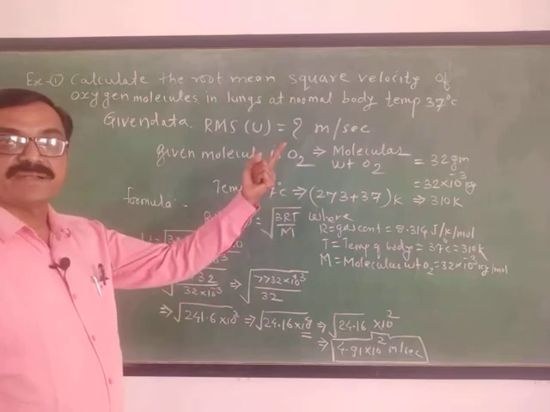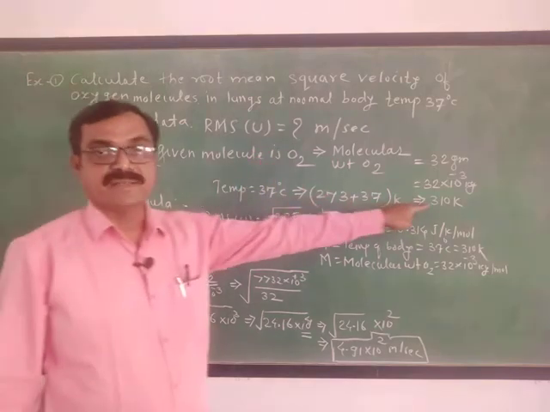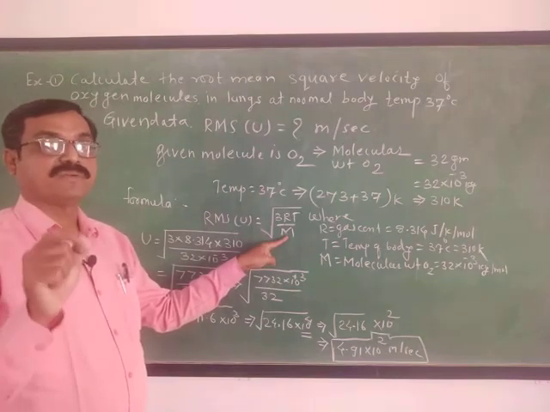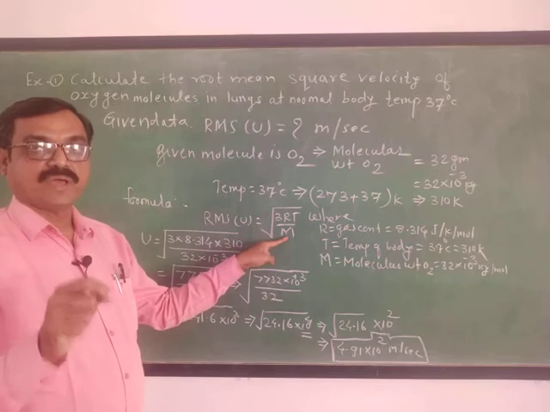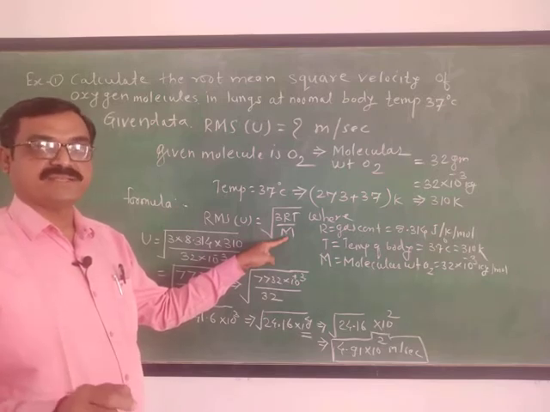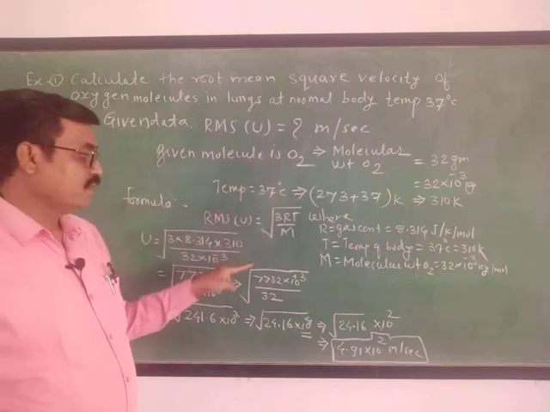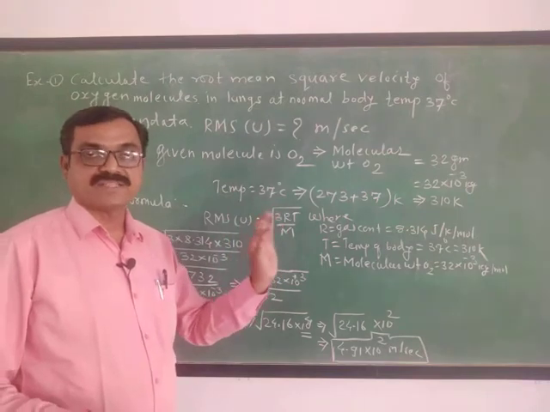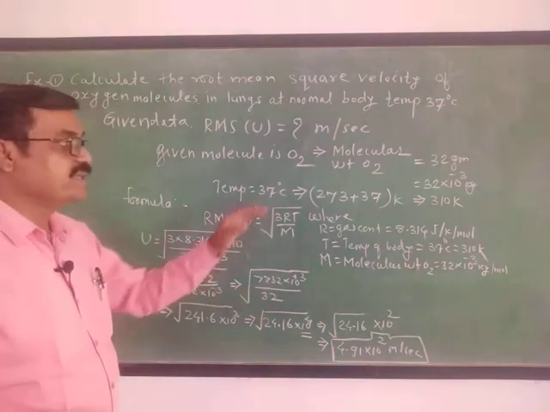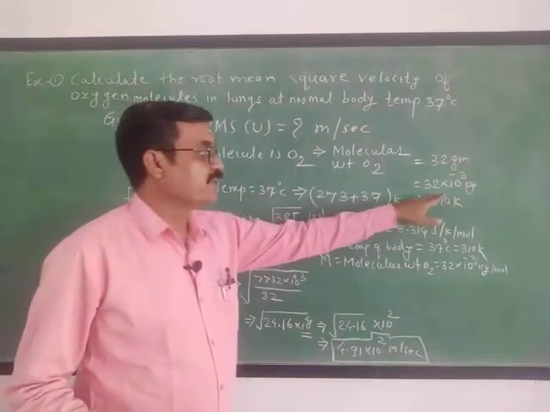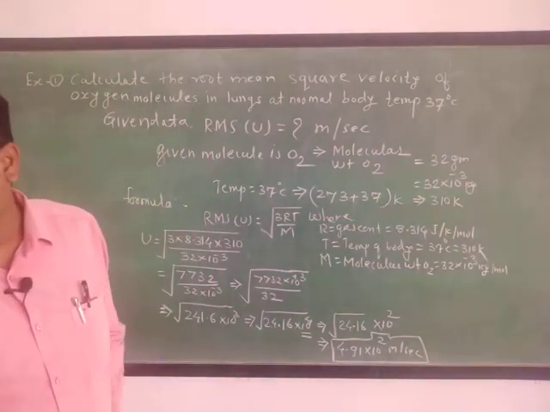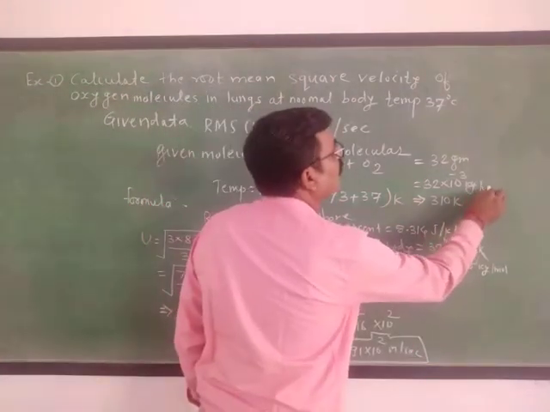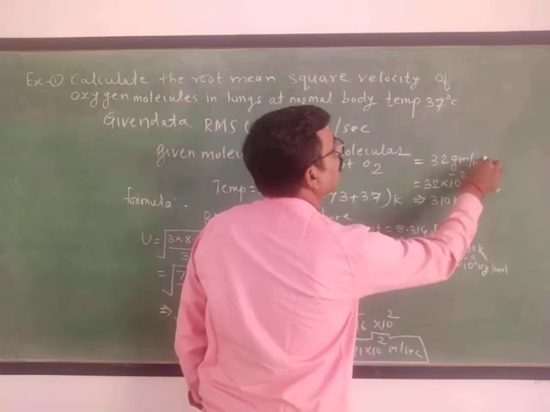Temperature given is 37 degrees Celsius. In the MKS system, it will be 310 Kelvin. Then the molecular weight: you must know the molecular weight of gases like N2, H2, O2, CO2. It is very easy to calculate. For the oxygen molecule O2, the atomic weight of oxygen is 16. Since it is O2, 16 multiplied by 2 is 32. It is in CGS; later it is converted into kg, so it will be 32 into 10 raised to power minus 3 kg per mole, because the molecular weight is for 1 mole.